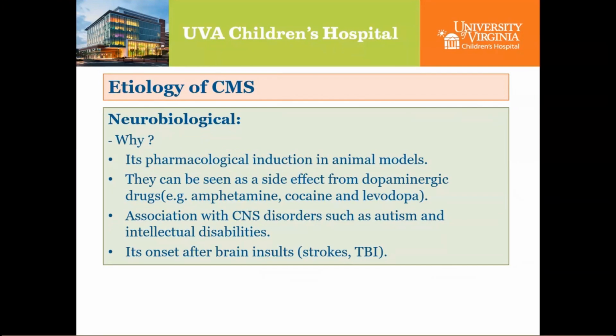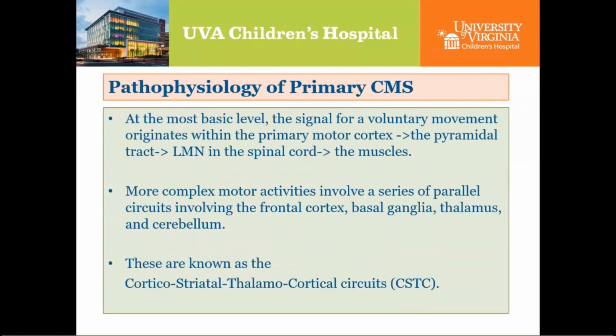And for the pathophysiology of primary complex motor stereotypies, I just wanted to start with the simple explanation leading to what the researchers are looking into. So at the most basic level, we know that the signal for the voluntary movements originates from the primary motor cortex to the pyramidal tract to the spinal cord and to the muscles. But then there are the more complex motor activities that involve a series of parallel circuits that involve the frontal cortex, basal ganglia, thalamus, and cerebellum. They have this long name of corticostriatal thalamocortical circuits.